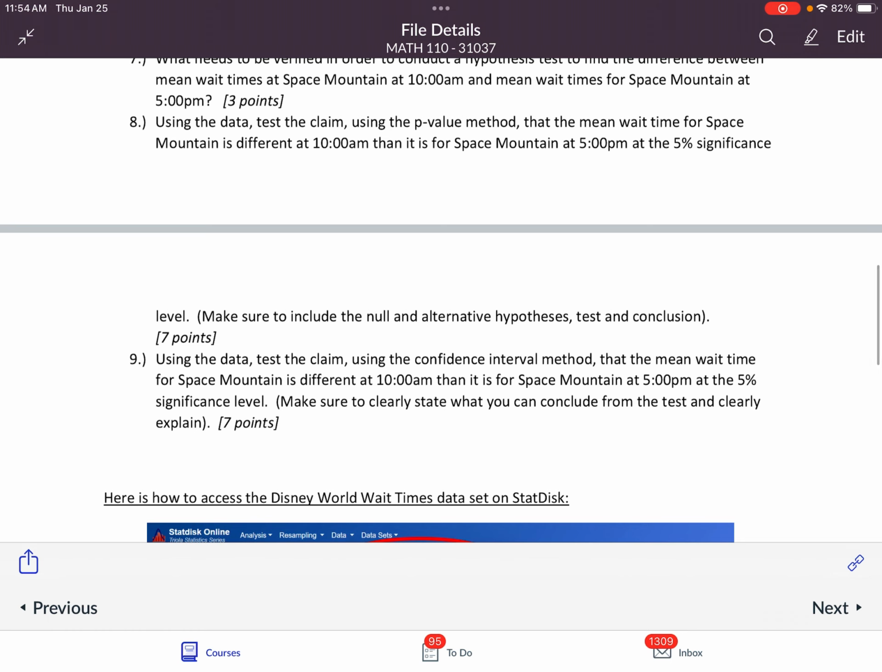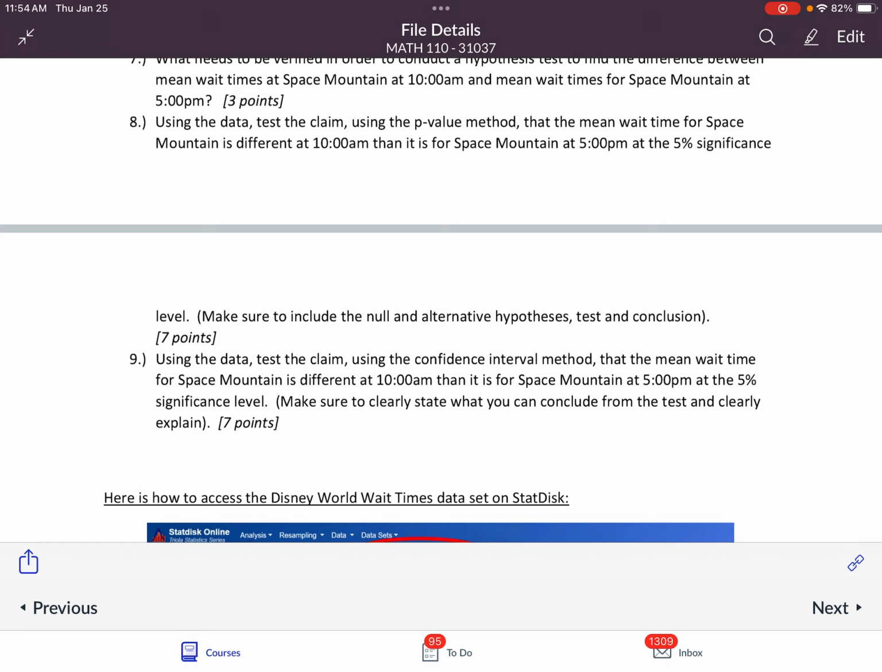And then number 9 says use the data, test the claim using the confidence interval method that the mean wait time at Space Mountain is different at 10 a.m. than it is for 5 p.m. Notice the questions for 8 and 9 are identical, but number 8 is asking for you to use the p-value method, whereas number 9 is asking for the confidence interval method.